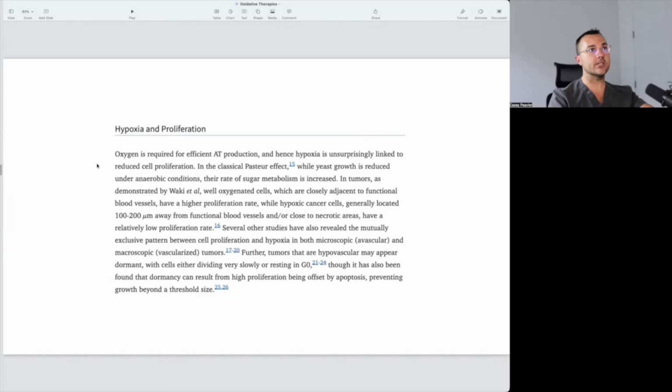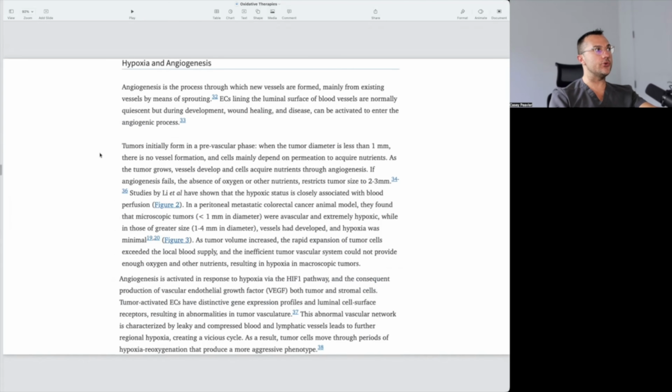And that's where the cancer stem cells, or the cancer tumor initiating cells, generally are seen and hang out. Several other studies have also revealed the mutually exclusive pattern between cell proliferation and hypoxia in both microscopic avascular and macroscopic vascularized tumors. Further, tumors that are hypovascular may appear dormant, with cells either dividing very slowly or resting in G0, though it has been found that dormancy can result in high proliferation being offset by apoptosis, preventing growth beyond a certain size threshold. The next section is titled Hypoxia and Angiogenesis.